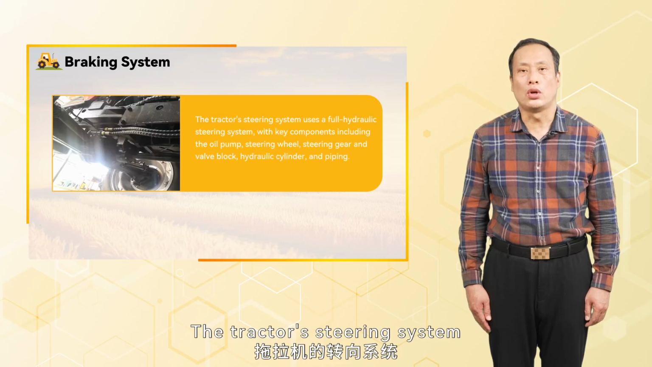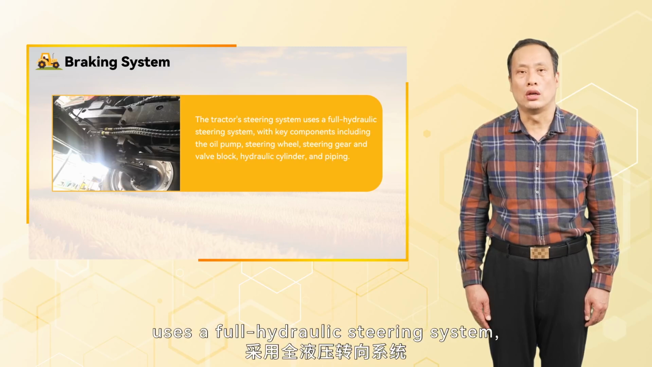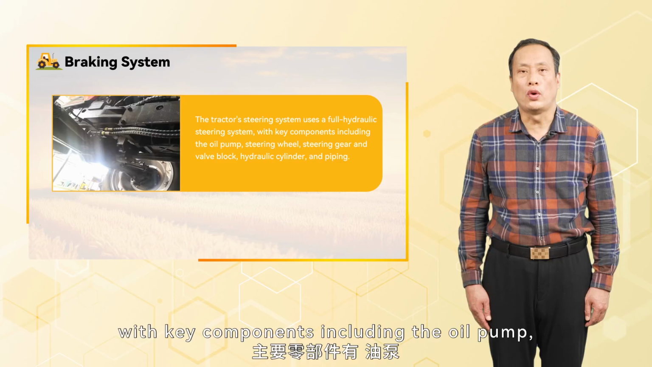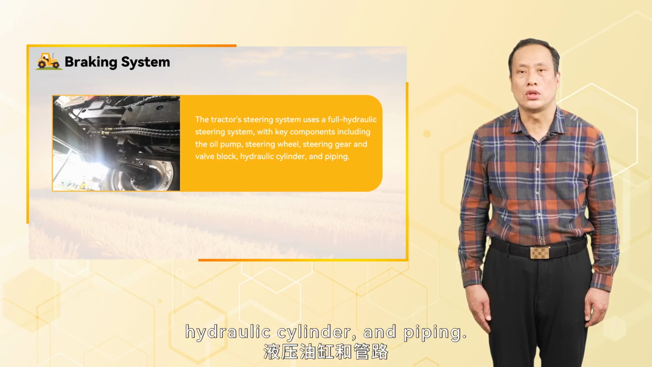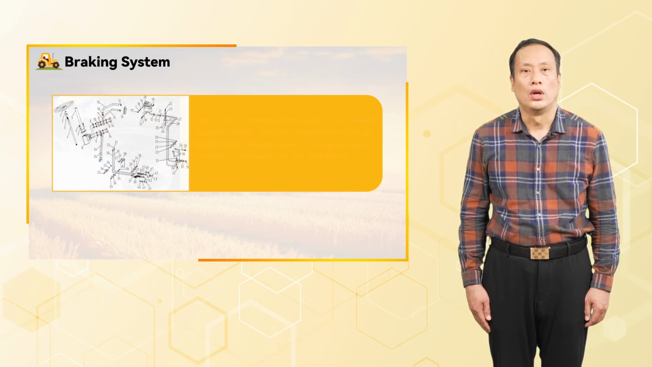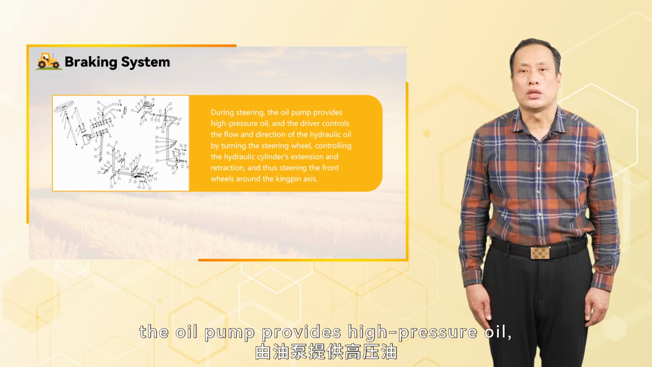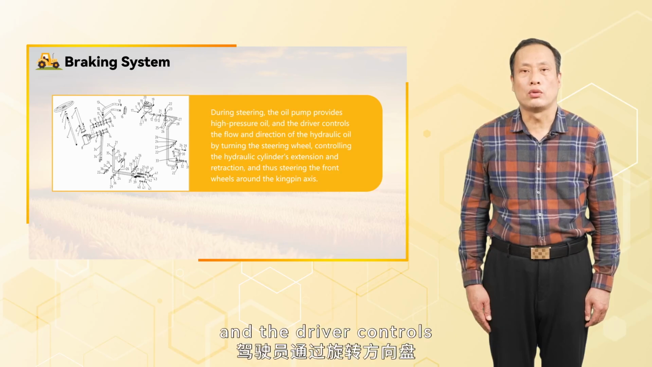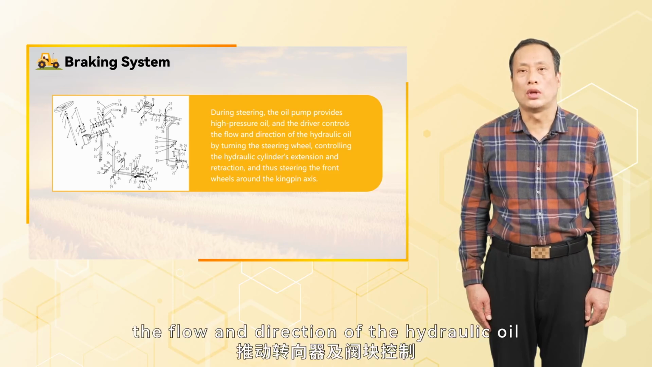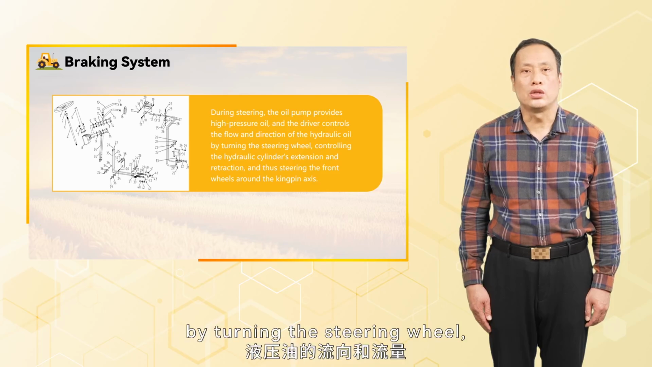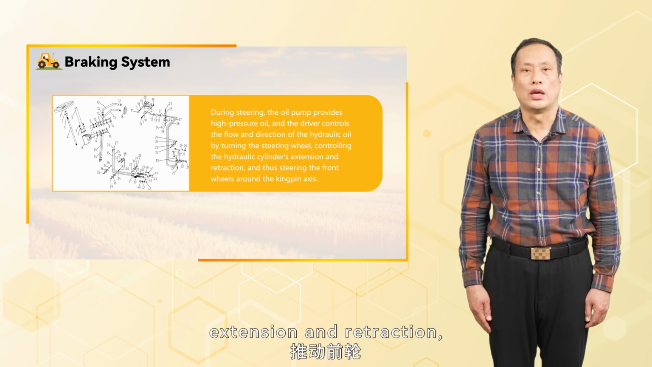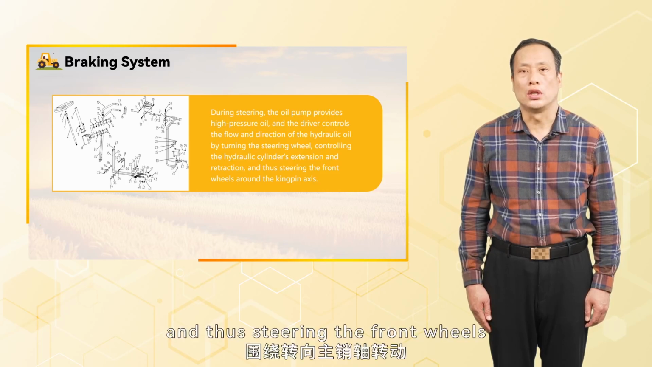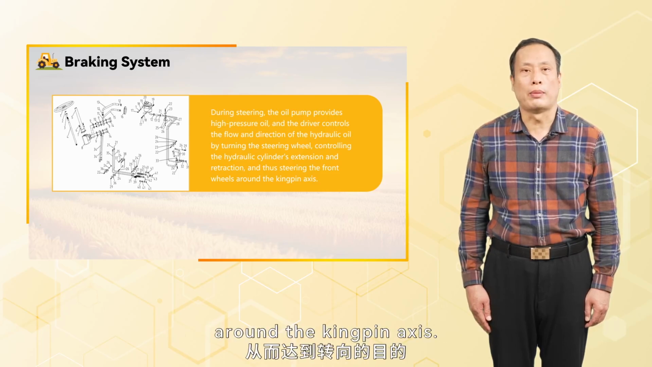The tractor's steering system uses a full hydraulic steering system, with key components including the oil pump, steering wheel, steering gear and valve block, hydraulic cylinder, and piping. During steering, the oil pump provides high-pressure oil, and the driver controls the flow and direction of the hydraulic oil by turning the steering wheel, controlling the hydraulic cylinder's extension and retraction, and thus steering the front wheels around the kingpin axis.